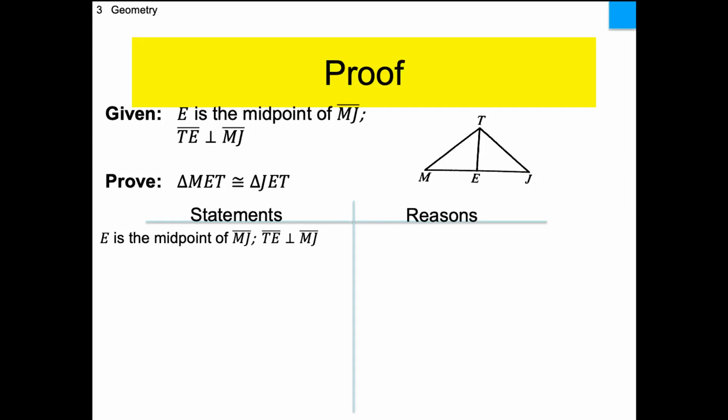What didn't we use so far in the given? TE is perpendicular to MJ. What does that statement give us? What does it mean to be perpendicular? That they create 90 degree angles. Where are the 90-degree angles? TEJ and TEM.